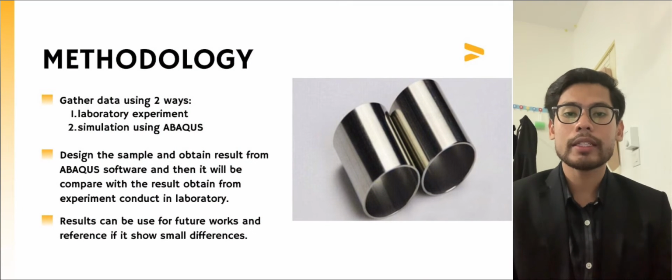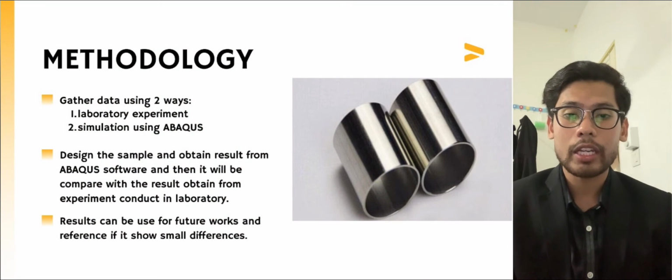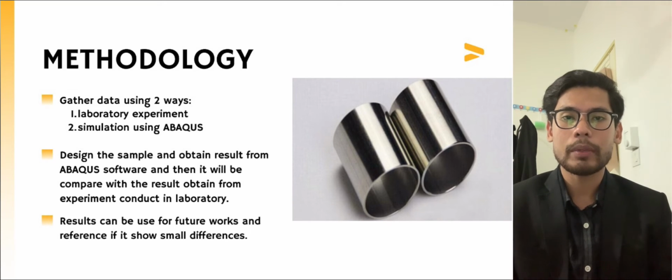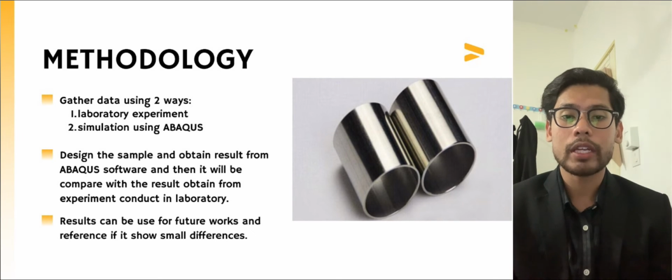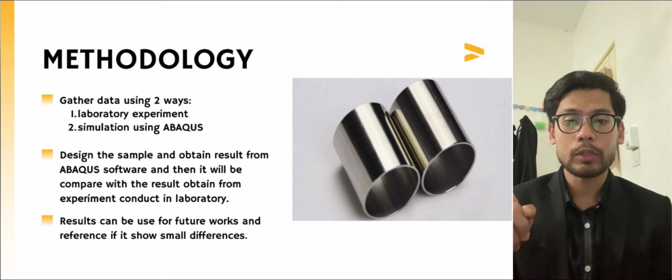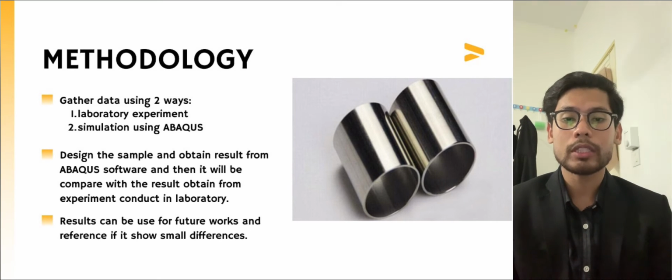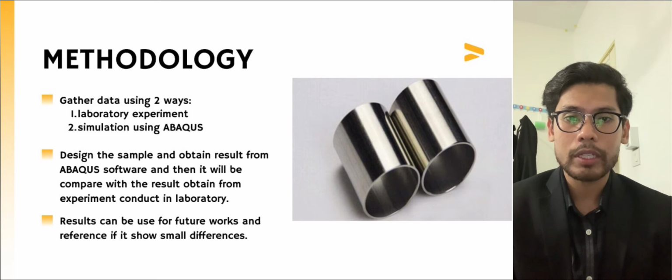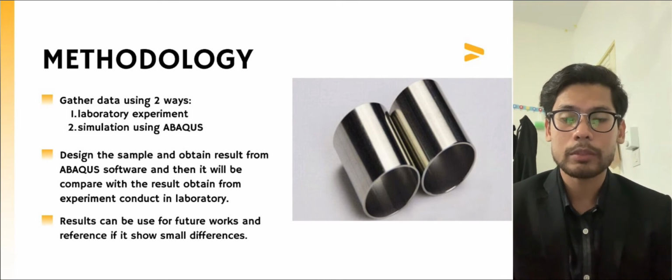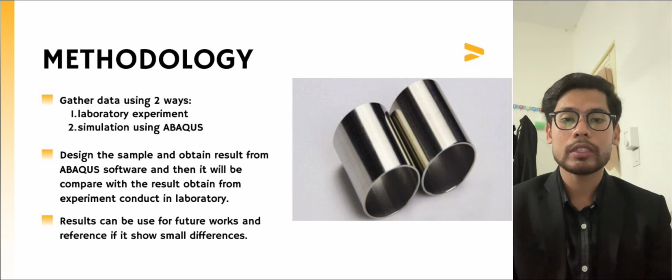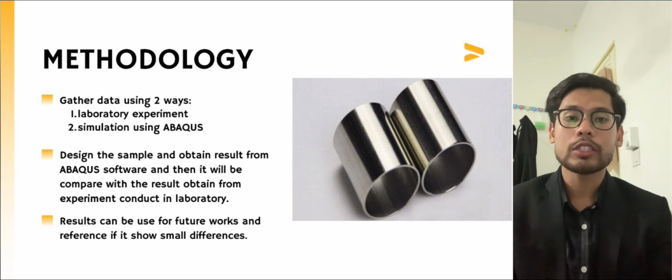Methodology. The student will gather data in two ways: through finite element analysis simulation and experiment in the laboratory. The sample is designed in CATIA software following the dimensions of the actual sample. Then, the design is transferred into finite element analysis to determine the behavior, buckling, deformation, and pressure on the specimen. The results of the FEA-based simulation are represented by a color scale that illustrates the pressure distribution over the specimen. The result from the laboratory is then compared with the simulation result. If both results show a small difference, it can be used for future works and reference.